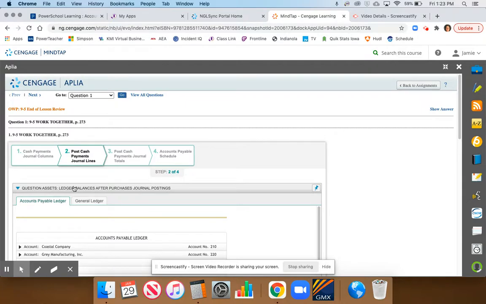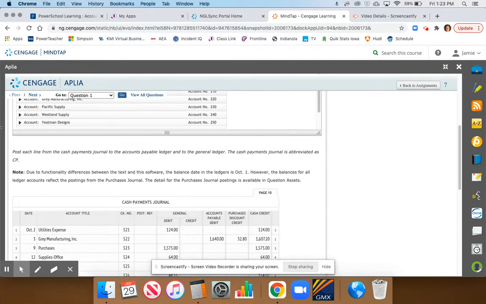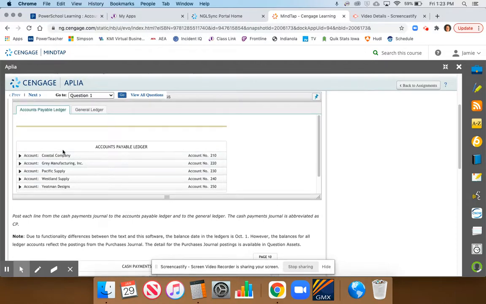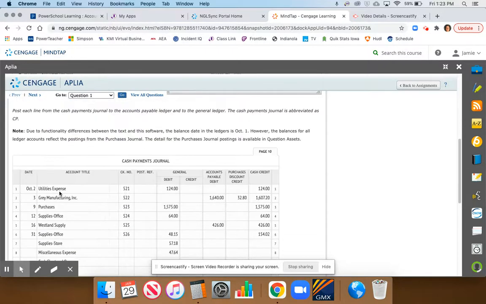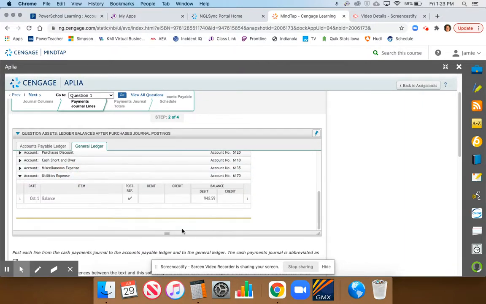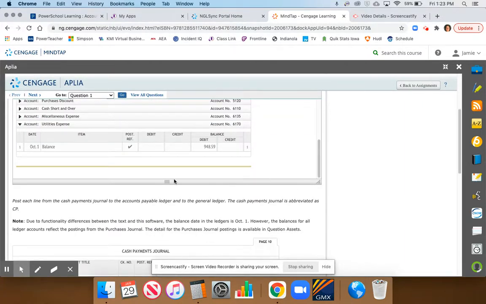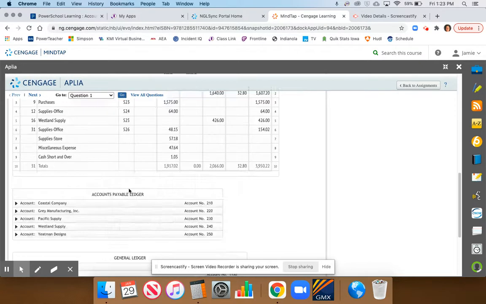Step number 2, we need to post the cash payment journal lines. So we're going to go line by line. Notice that we have the accounts payable ledger with our company names, and then we have the general ledger with our general accounts. Our first transaction was to utilities expense. So we'll go into utilities expense, and we had a debit of 124.